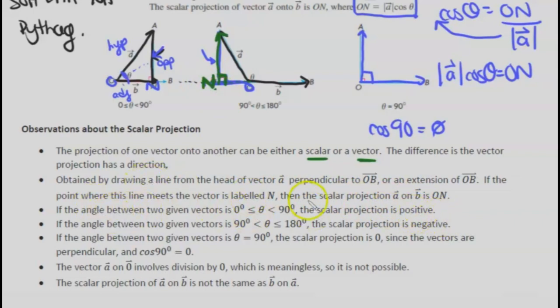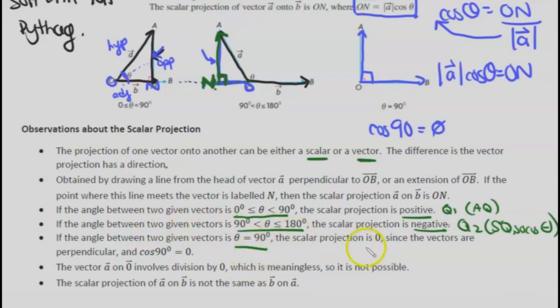If the angle between the original vector A and vector B is acute, the scalar projection is positive, or 0. If the angle is obtuse, or 180, the scalar projection is negative. Think quadrant 1, which is the A quadrant, and for this one, think quadrant 2, which is the S quadrant, so cos is negative. And if two vectors are perpendicular, 90 degrees between them, the scalar projection is going to be 0, since cos 90 equals 0.